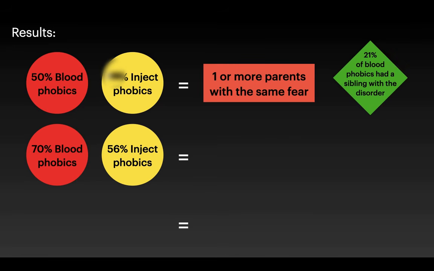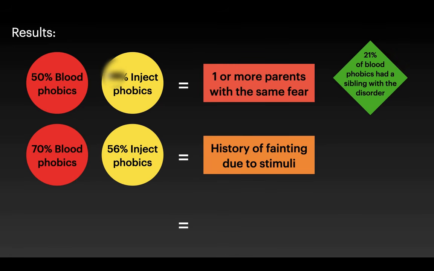So that gives some evidence for genetic predisposition. The next result was 70% of blood phobics and 56% of injection phobics had a history of fainting due to stimuli. So there's a strong relationship between this fainting and the blood phobia or injection phobia. In fact, fainting is a lot higher than other specific phobias. Oftentimes you'll notice this to be true. When people are afraid of animals like dogs, snakes, lizards, stuff like that, they don't usually faint. But when people see blood, they suddenly faint. Or they see an injection, they faint. It's a very uncommon reaction you'll see to other phobias.